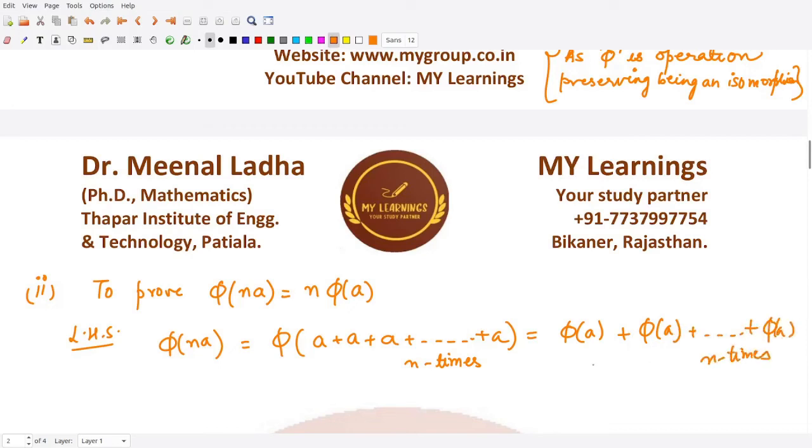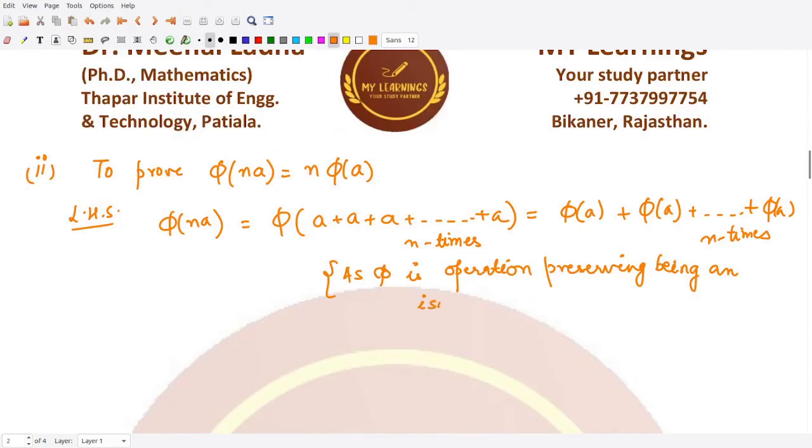Why? Because again, phi is operation preserving, right? And why is it operation preserving? It is because we have an isomorphism. So it is operation preserving, being an isomorphism, right? So therefore this thing is equal to n times phi of a, and this is your right hand side. So this proves our second property.